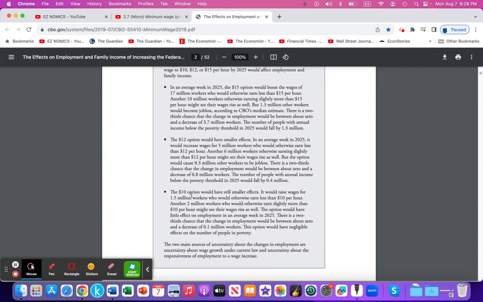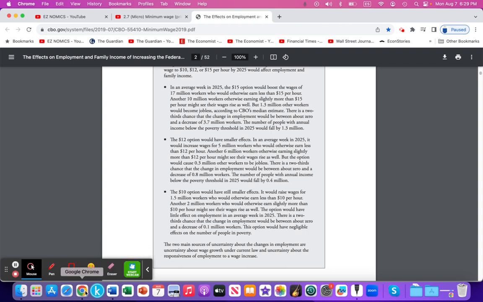Down here with the $10 option, it says they would have smaller effects. It would raise wages for 1.3 million workers, not as high as 17 million workers with the $15 option, who would otherwise earn less than $10 per hour. Another 2 million workers who would otherwise earn slightly more than $10 per hour might see their wages rise as well. This option would have little effect on employment in the average week by the year 2025.